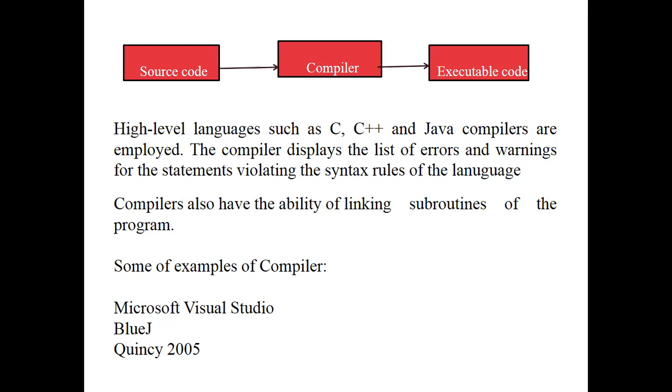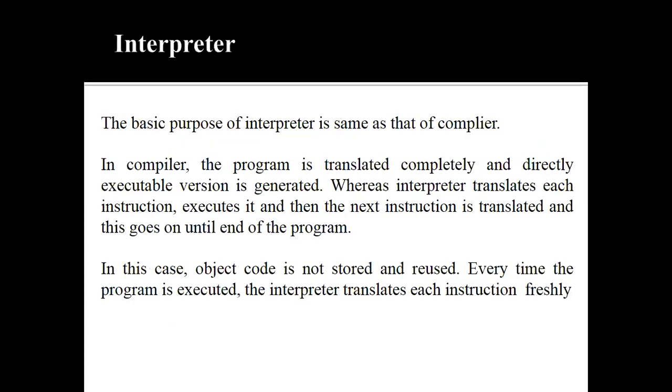For high level languages, for example Java, C++, and C, compilers are employed for converting the source code into executable code. The compiler displays the list of errors and warnings if there are any problems or errors in the syntax or semantics of the language. Compilers also have the ability of linking subroutines of the program. Here are some examples of different compilers available: Microsoft Visual Studio, BlueJ, and others.